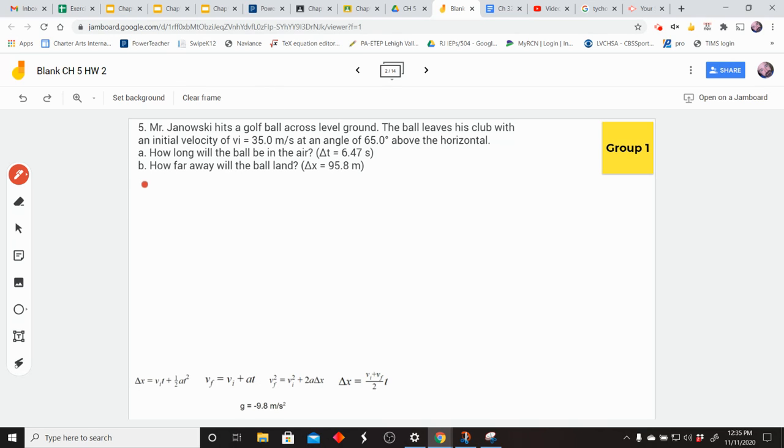So what's going on here? I hit a golf ball across level ground, so this is just flat. There's no hills anywhere. The ball leaves the club with an initial velocity of v initial is 35 meters per second at an angle of 65 degrees above the horizontal. And we want to figure out two things.